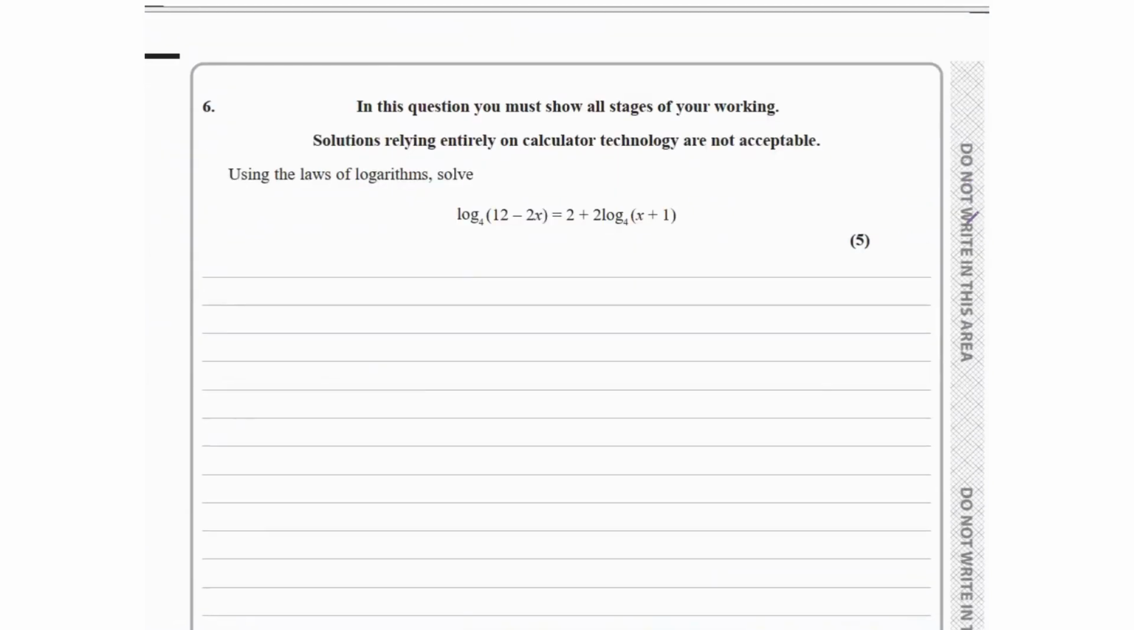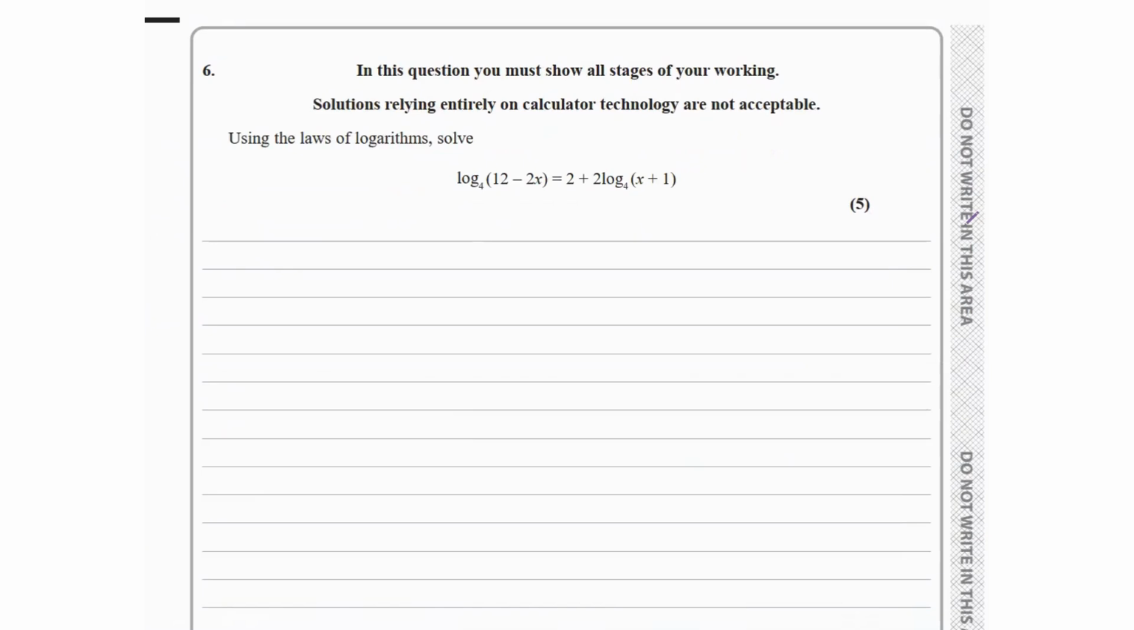Then we have a question on logs. It says in this question, you must show all stages of your working. Solutions relying entirely on calculator technology are not acceptable. So using the laws of logarithms, solve log of (12 minus 2x) to the base of 4 equals 2 plus 2 times log of (x plus 1) to the base of 4.